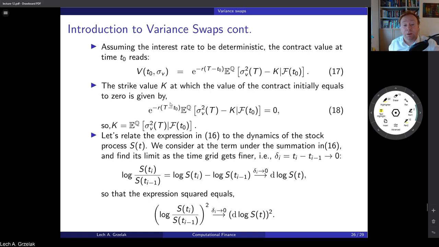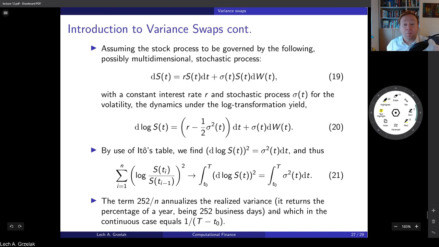So let's take a look now. What do we mean by this expression? We start with this log S_{t_i} over S_{t_{i-1}}. We would like to link it to a stochastic differential equation. Obviously, if we just take the definition of a logarithm, we have a difference of log S_{t_i} minus log S_{t_{i-1}}. And if the time interval between t_{i-1} and t_i goes to zero, that will be simply d log S_t. And if we look at squares, that will be exactly the same relation. So we have d log S_t squared.